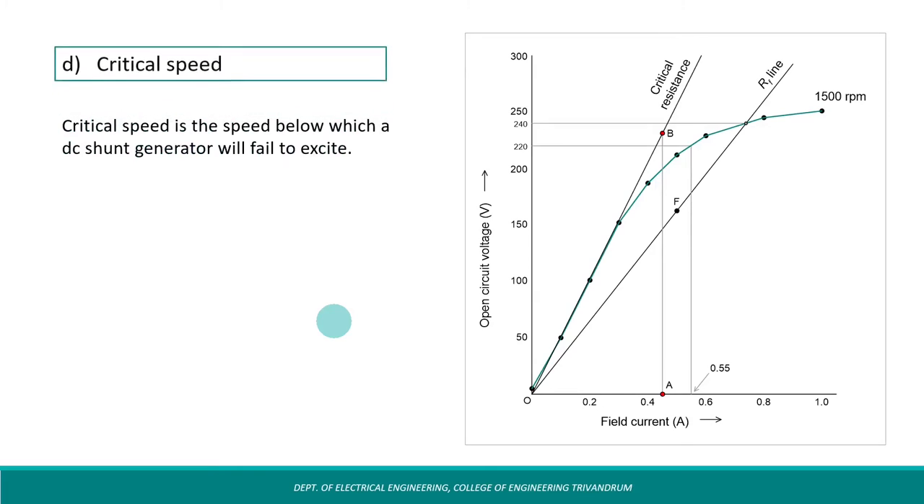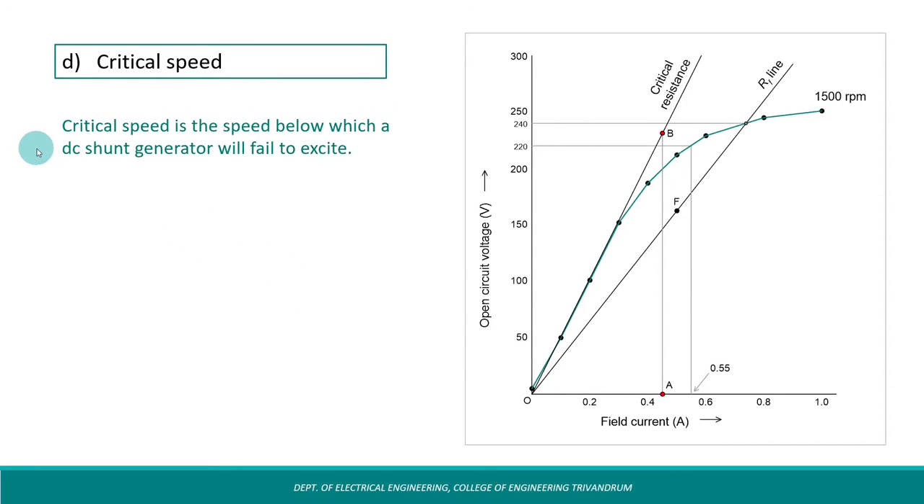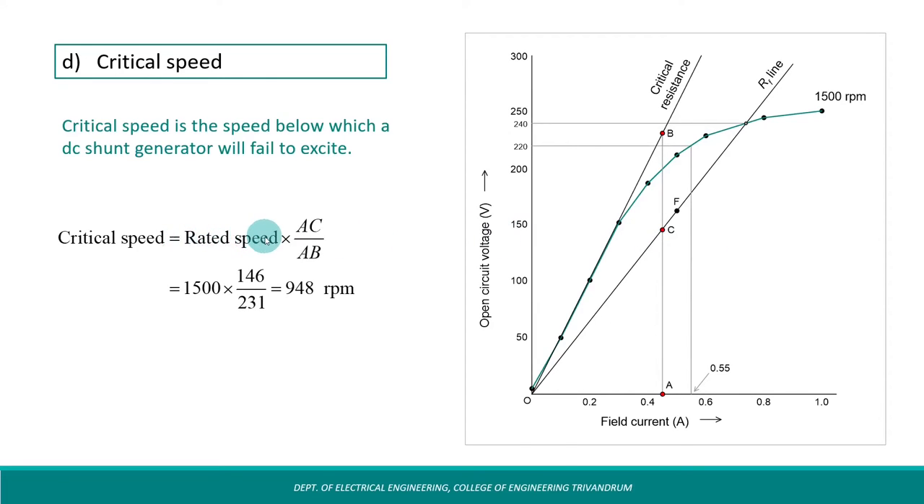The last one is the critical speed. It is a speed below which the DC shunt generator will fail to excite. To find this, a point C is marked, which is the point of intersection between the RF line and line AB. Then the critical speed is calculated by the relation rated speed into AC by AB. Substituting the values from the obtained graph, it is 1500 into 146 divided by 231 and is equal to 948 rpm. So 948 rpm is the critical speed of the machine. That means if you are running the machine at a speed below this, the generator will not excite.